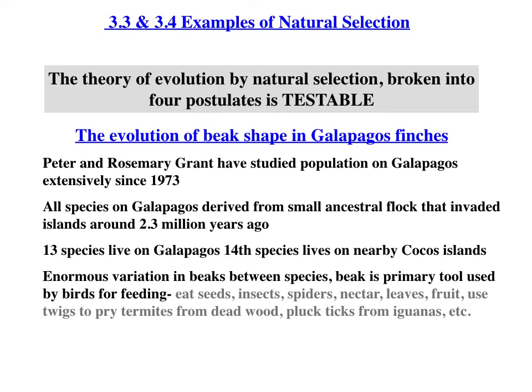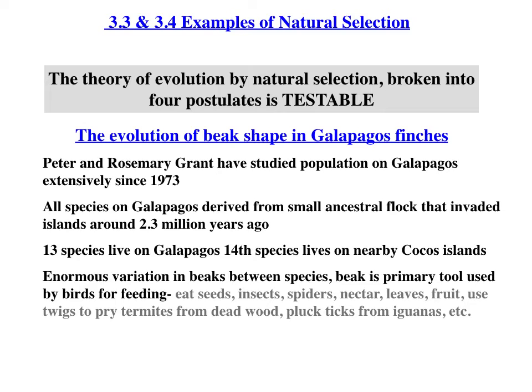He wasn't corrected until he got back to England and showed it to the bird expert. Their beak sizes and shapes make sense, having a lot of variation, because it's the primary tool they use for feeding. So you have some finches that specialize in getting nectar out of flowers and eating leaves and fruits, using twigs to pry termites from dead wood, all sorts of crazy adaptations for resource harvesting, even some that eat the ticks off of the iguanas, the land iguanas.